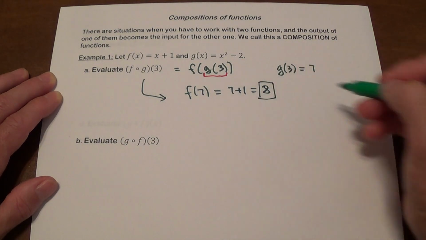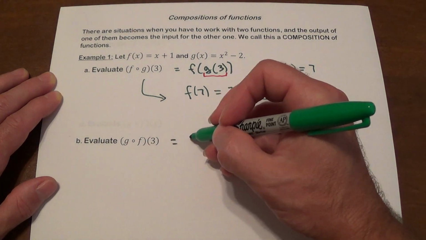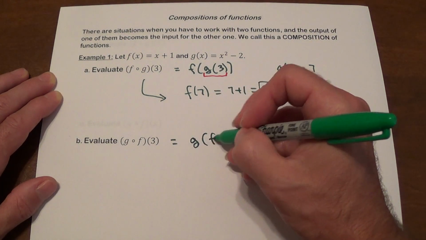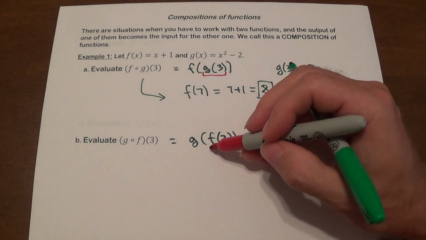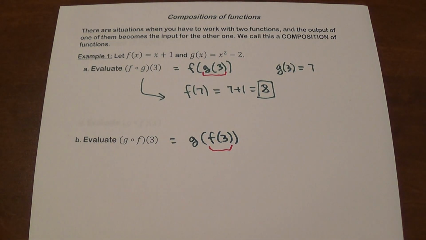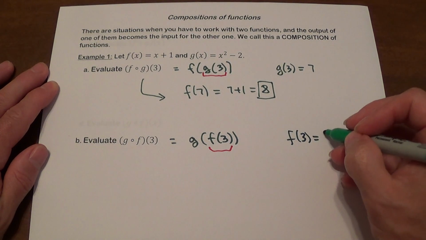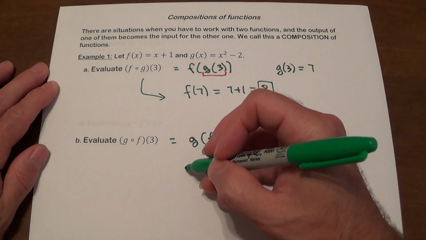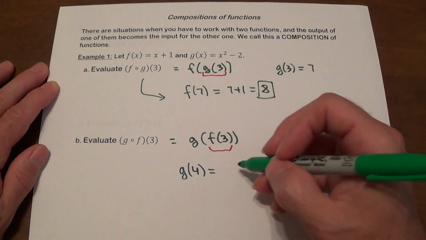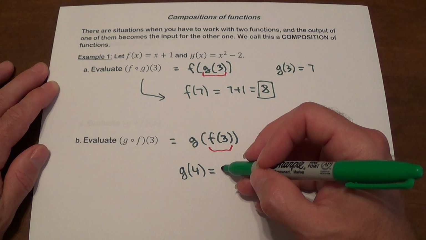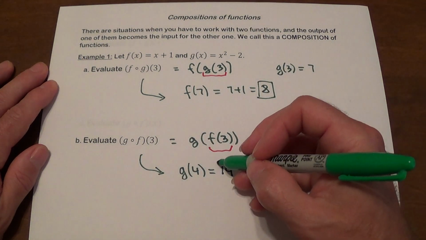The answer is 8. If you try to do it the other way around, now this means that you want to do g of f of 3. That means you're going to have to find f of 3 first and then substitute that value into g. f of 3 is going to be 4. So g of 4 is going to be 4 squared minus 2, which is 16 minus 2, that's 14. So that will be the answer for that one.